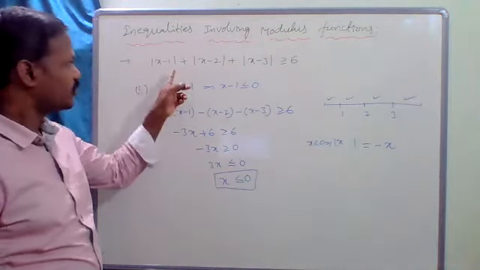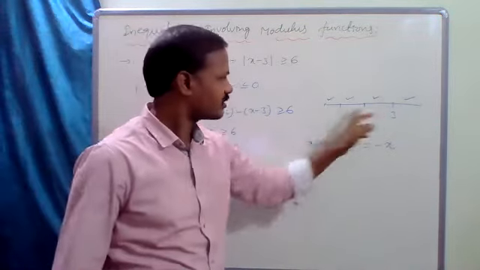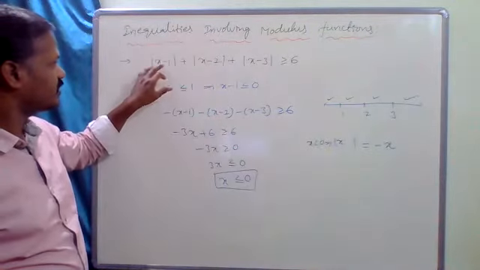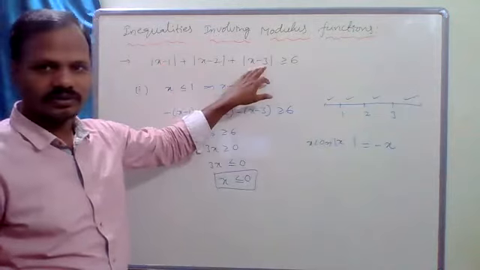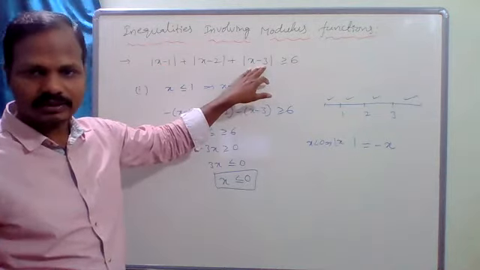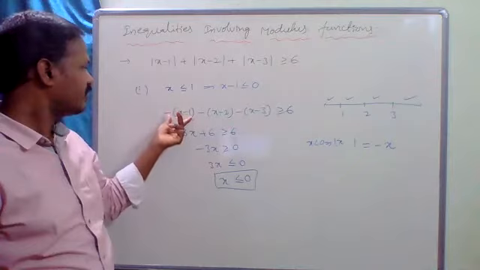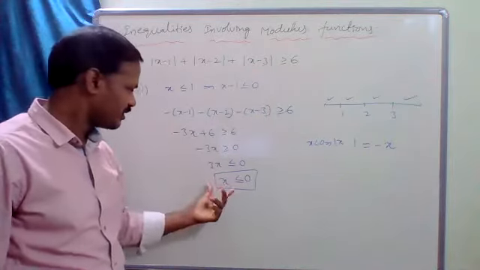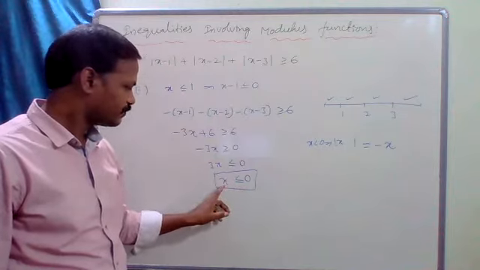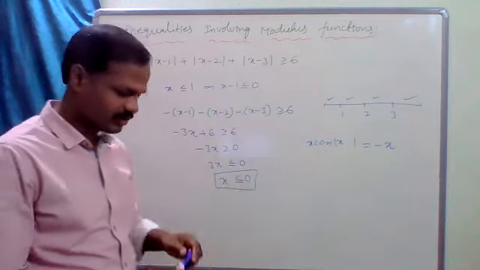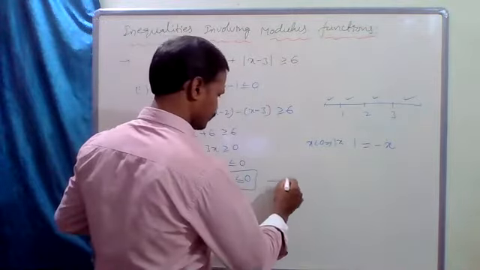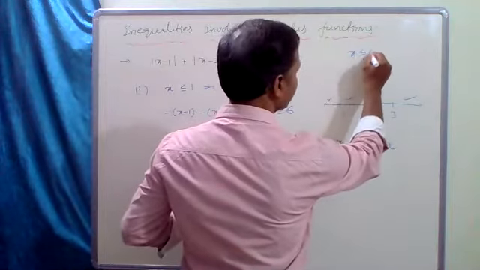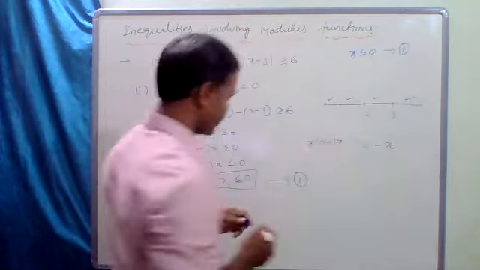Okay? So we have to check in all the cases. So here, x less than or equal to 1. X less than or equal to 1 means this is negative, this is negative, this is negative. So if x is negative, then mod x equals minus x. That's why I am taking minus of x minus 1, minus of x minus 2, minus of x minus 3. So by solving this, what will I get? X less than or equal to 0. Okay? So this is the first case. Remember? So the first is x less than or equal to 0.